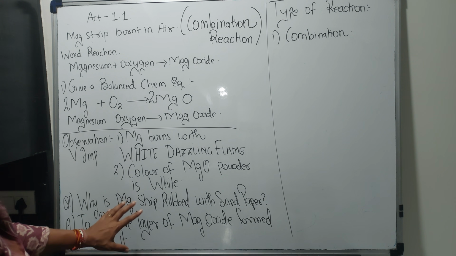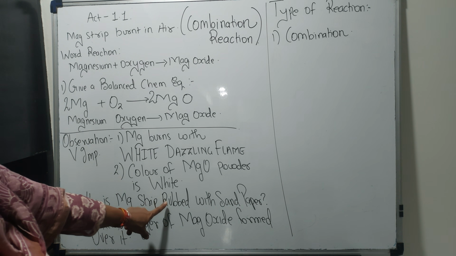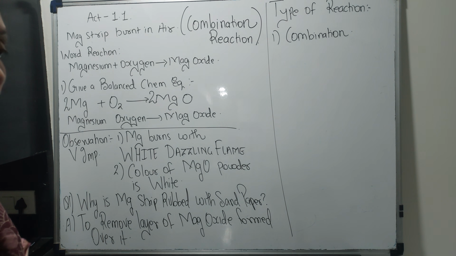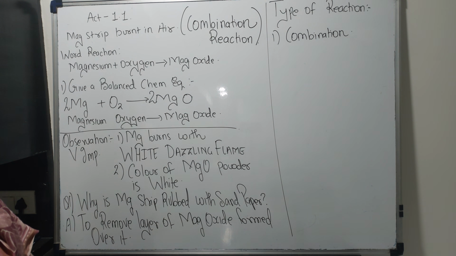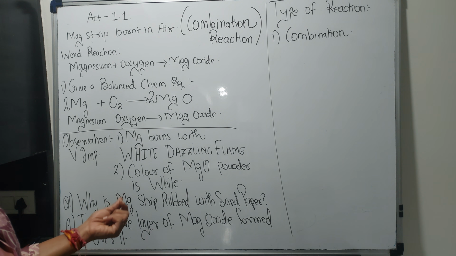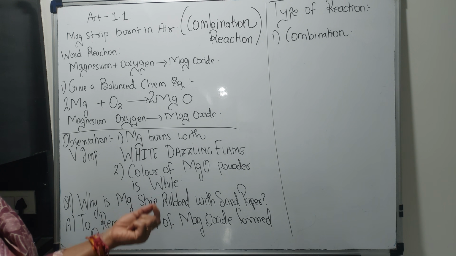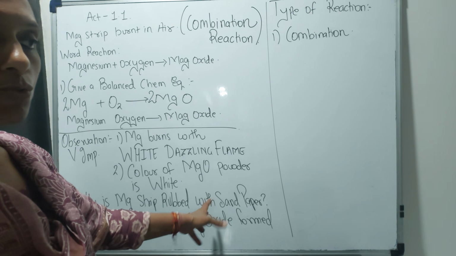Okay, and one of the very important markers here is, why is magnesium strip rubbed with sandpaper before this activity is being conducted? Magnesium is a reactive metal, so whenever you expose it to air for few days, it will form a layer of magnesium oxide over it. That magnesium oxide layer has to be removed.